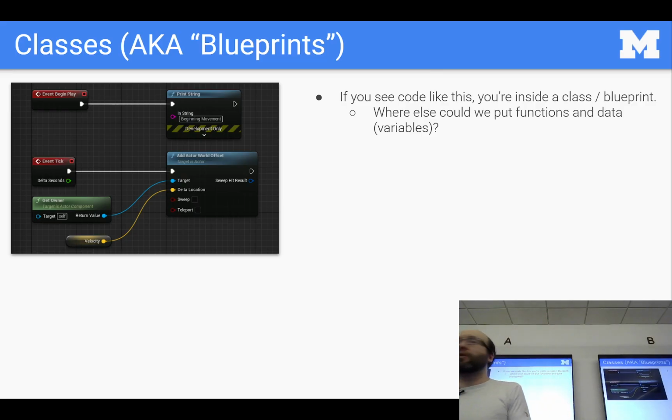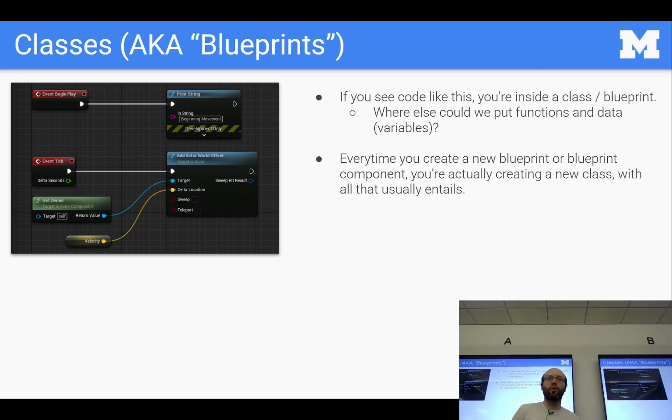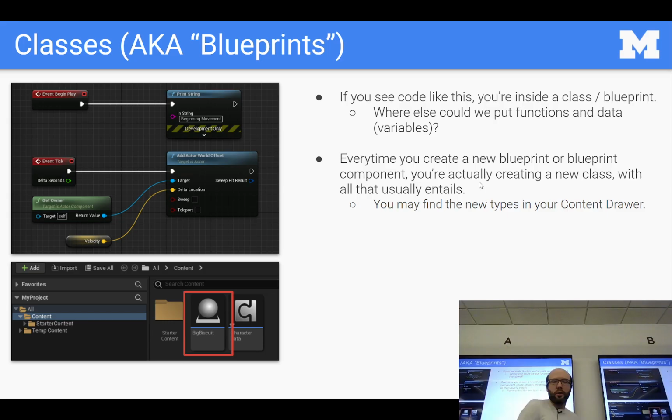After all, where else would we put functions and variables? In an object-oriented programming language, you only find those within a class. And Unreal Engine is very object-oriented. Every time you create a new blueprint or blueprint component, you are actually creating a new class with everything that entails. You can find your new blueprints in the content drawer at the bottom of the screen. In fact, I see two of them. We have a blueprint component and a blueprint.